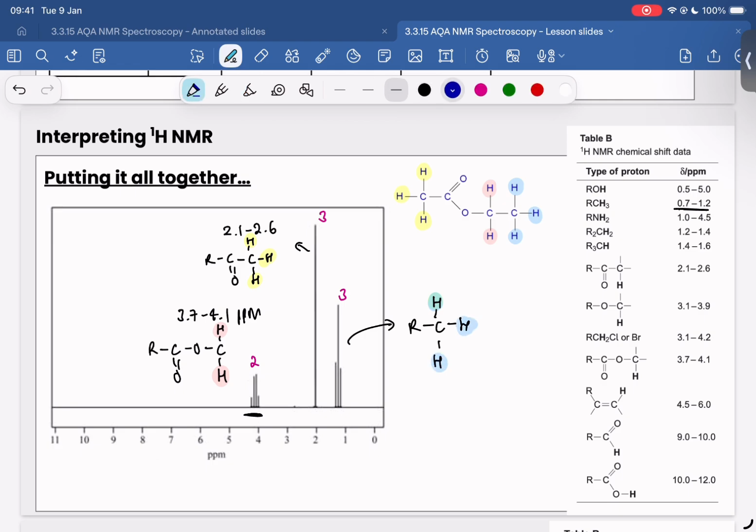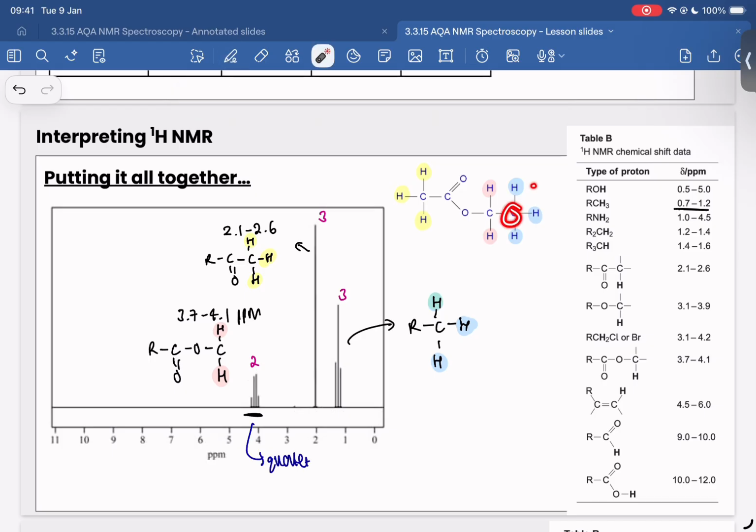Now, we can also see the splitting pattern. So this is a quartet peak, and we can see why this is a quartet, because the adjacent carbon here is attached to 3 hydrogen atoms. 3 plus 1 is 4, and so it's a quartet peak. Why is this a singlet? This peak is a singlet peak because this carbon is attached to an adjacent carbon, which has 0 hydrogen atoms. 0 plus 1 is 1, so it's a singlet peak.